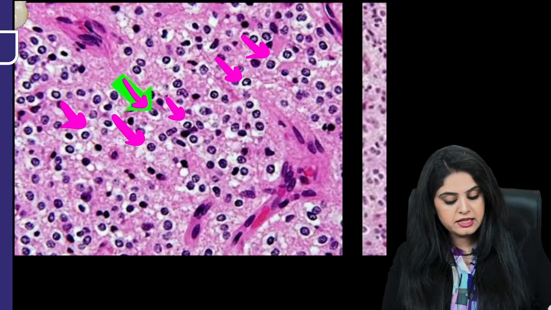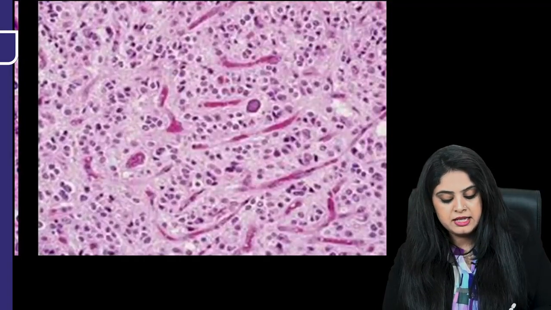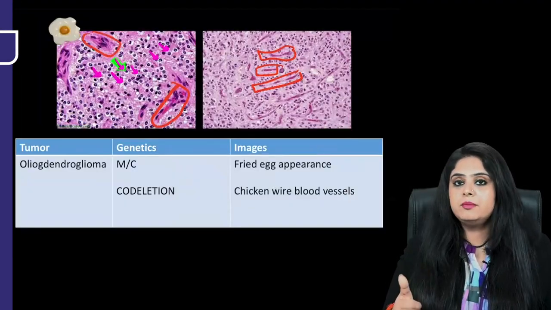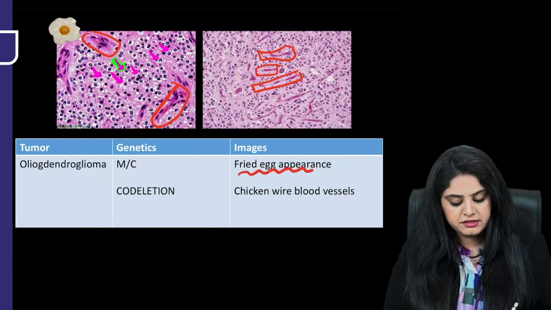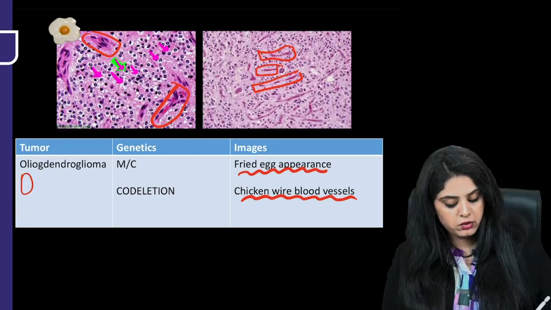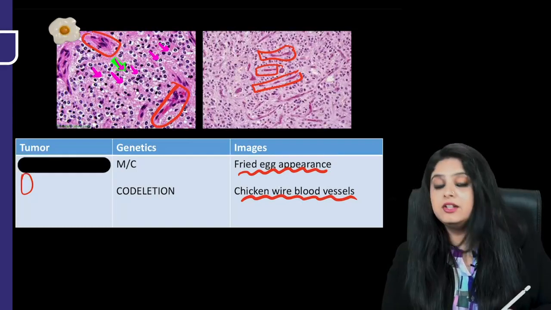Can you all see that there are some weird blood vessels coming? And see one more picture. There are some really weird blood vessels which are doing the rounds over here, right? So remember, fried egg appearance with chicken wire blood vessels is indicative of oligodendroglioma. No, we do not write oligodendroglioma like this. I'm going to slash it out because we all had a rule.